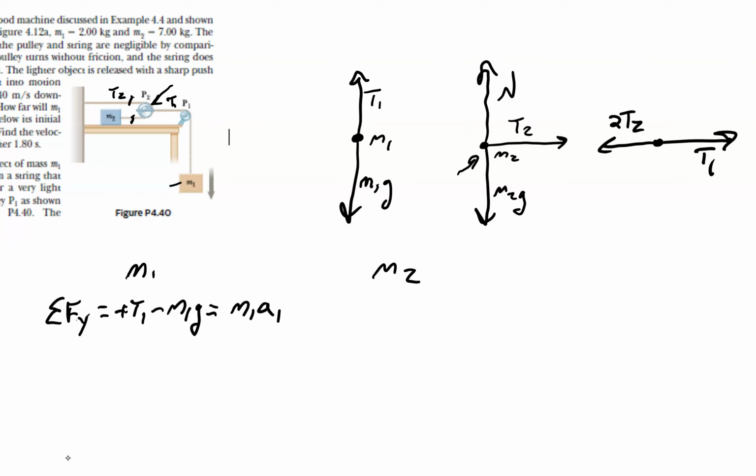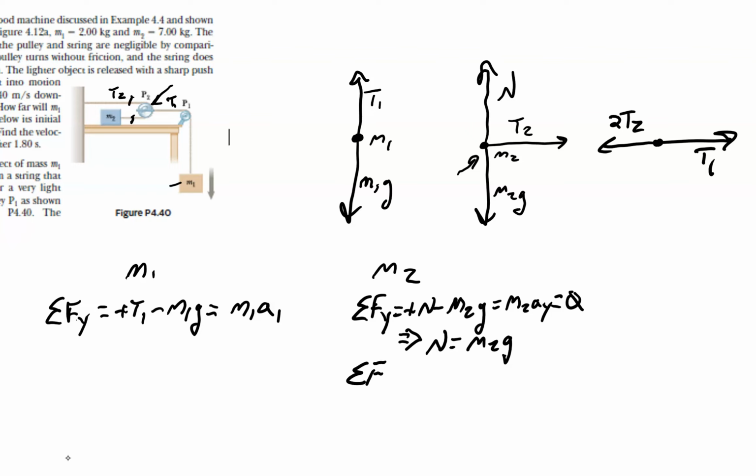For M2, okay, I've got two dimensions going on here. The up-down direction isn't really going to matter that much, but we'll write it anyway just to write it. Sum of the forces in the y equals plus N minus M2G, and that equals M2AY. Now, AY is 0. This block isn't moving up and down, so this is 0. So all we're really going to get from this is normal equals M2G, which is nice to know. It's not going to help us solve the problem. When we deal with friction, you will 100% need to do this step. For now, I'm just doing it for completeness.